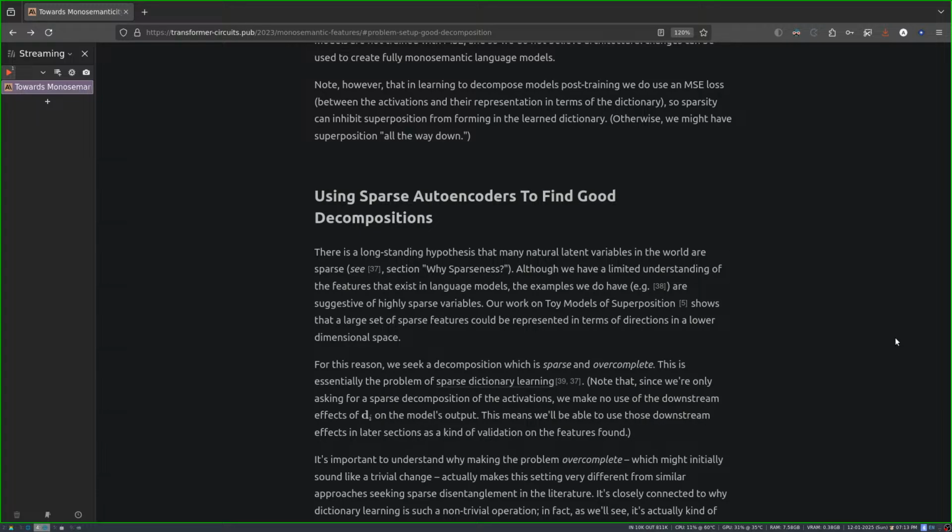A large set of sparse features could be represented in terms of directions in lower dimensional space. For this reason, we seek a decomposition which is sparse and overcomplete. What I'm guessing this is trying to convey to me is that neurons can be polysemantic, so we need to decompose them into sparser features.